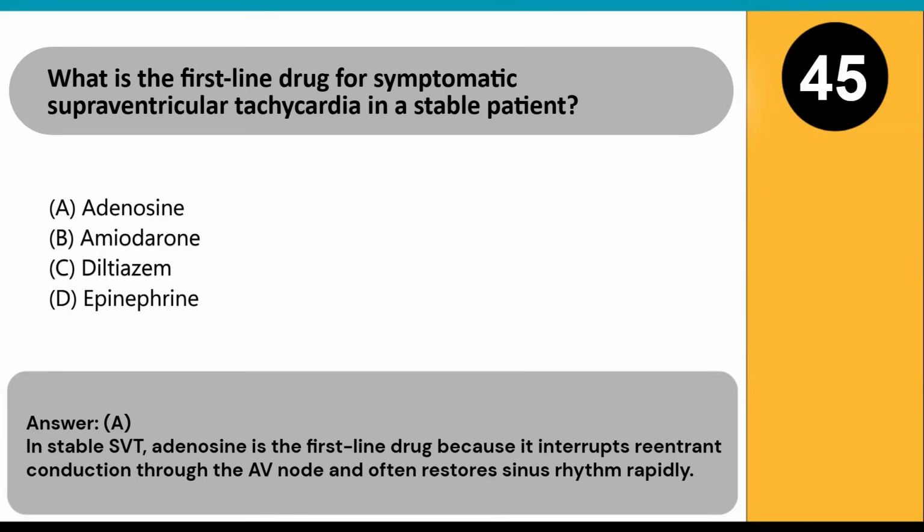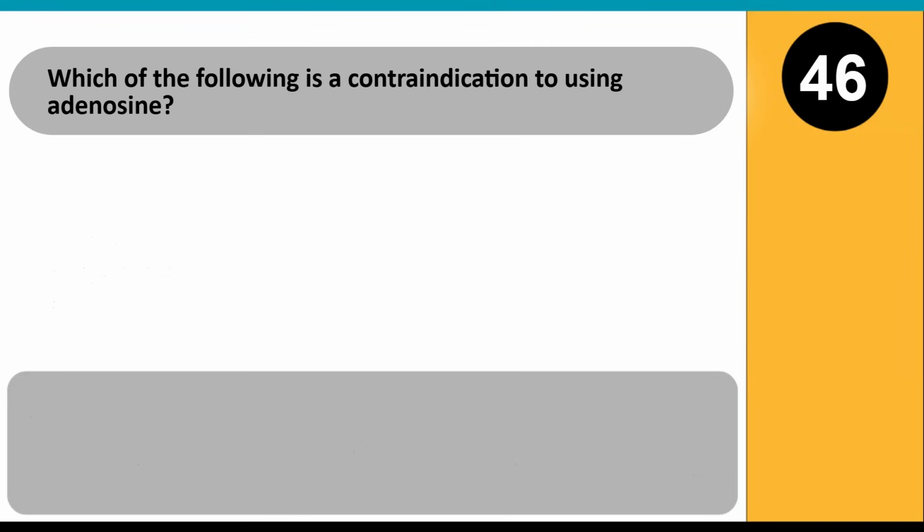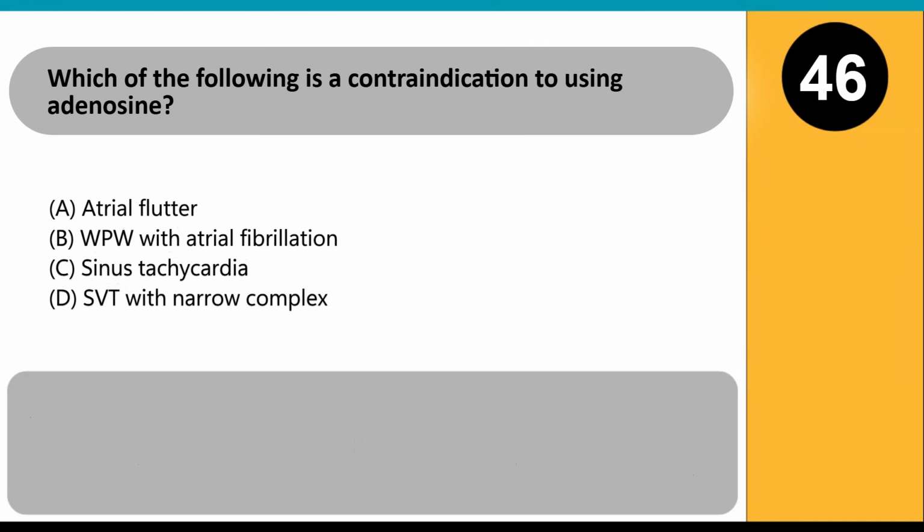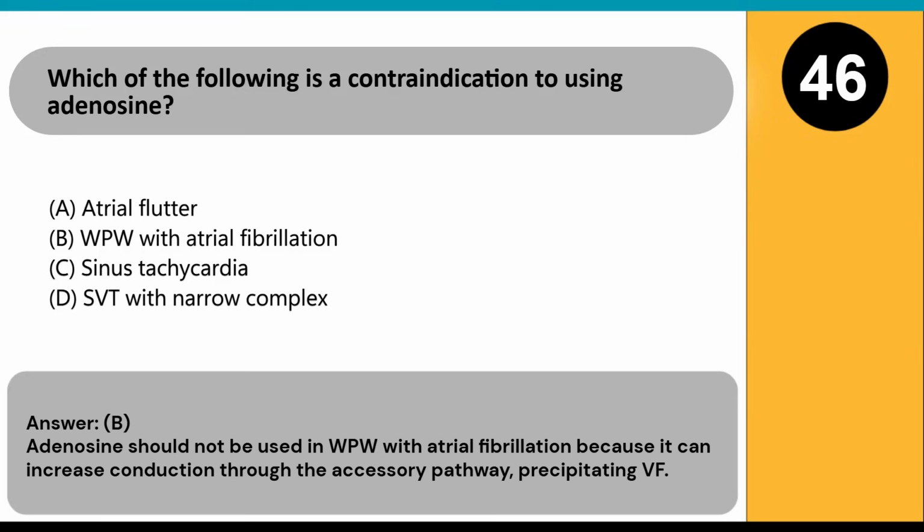Which of the following is a contraindication to using adenosine? A. Atrial flutter. B. WPW with atrial fibrillation. C. Sinus tachycardia. D. SVT with narrow complex. Answer: B. Adenosine should not be used in WPW with atrial fibrillation because it can increase conduction through the accessory pathway, precipitating VF.